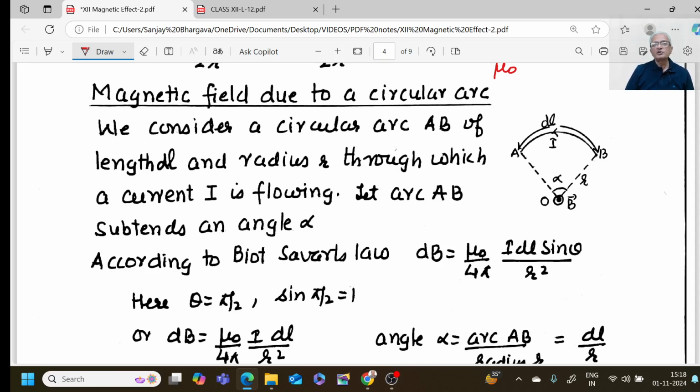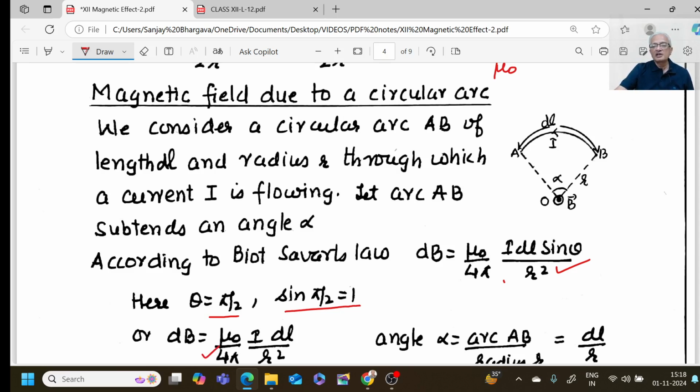Now what does the Biot-Savart's law say? The magnetic field due to this current element dl must be equal to mu 0 upon 4 pi I dl sin theta upon r square. So this is as per Biot-Savart's law. In our case, once again, theta would be pi by 2 and sin pi by 2 would be equal to 1. So dB can be written as mu 0 upon 4 pi I dl upon r square.